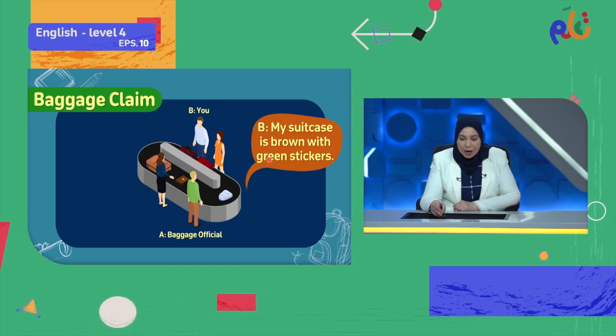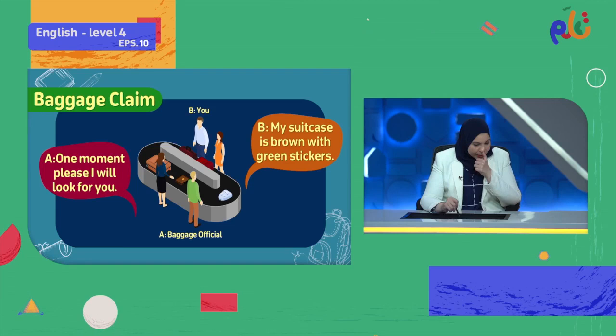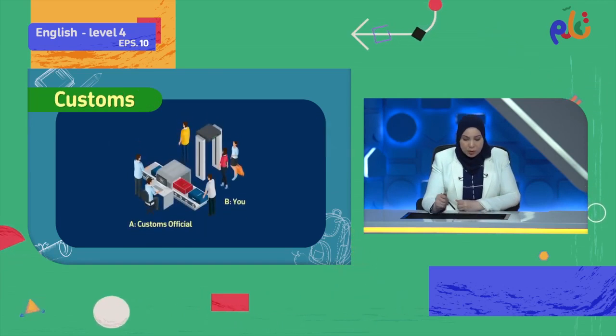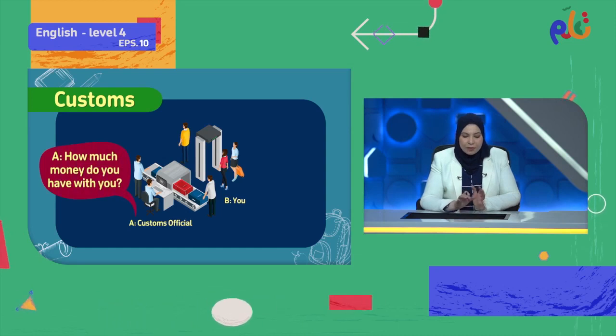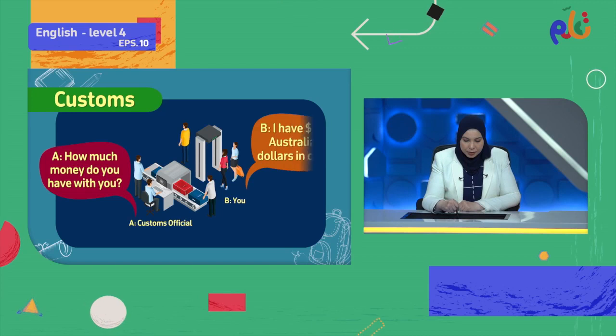My suitcase is brown with green stickers. One moment, please. I will look for you. So let's see the full conversation. How much money do you have with you?